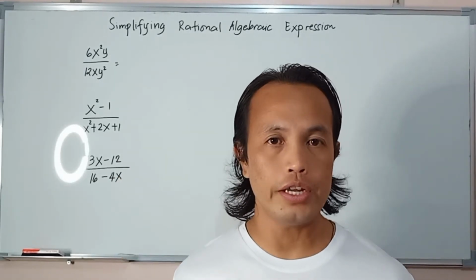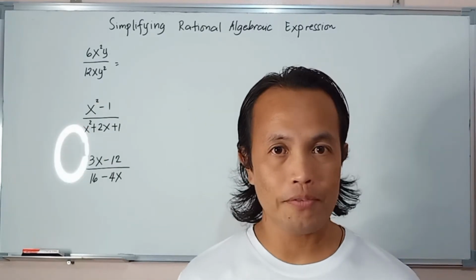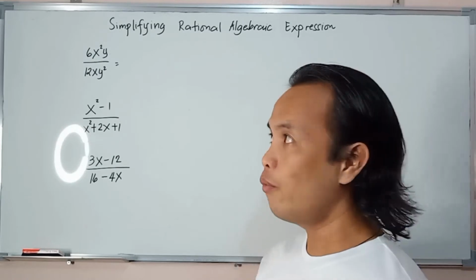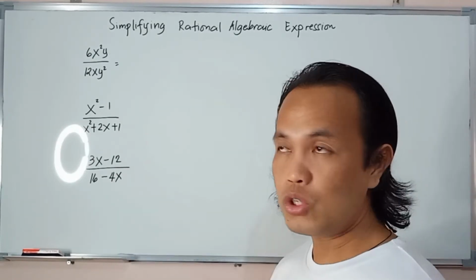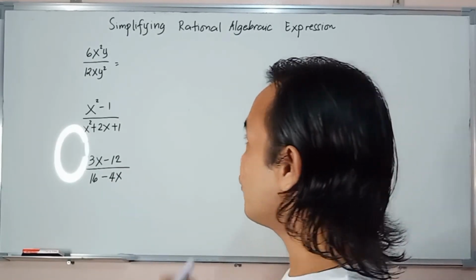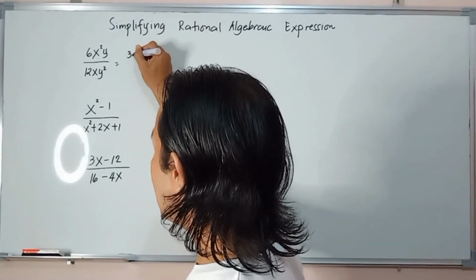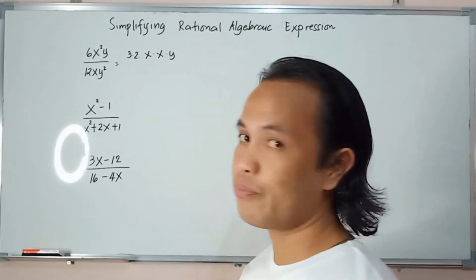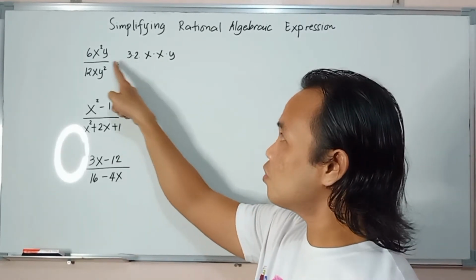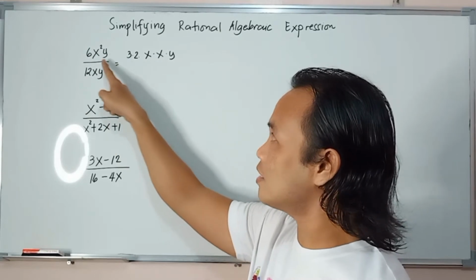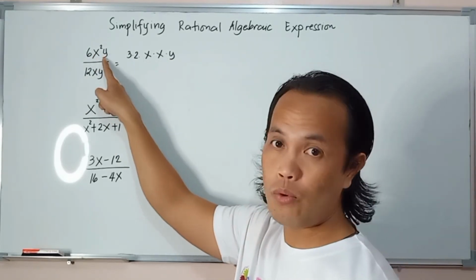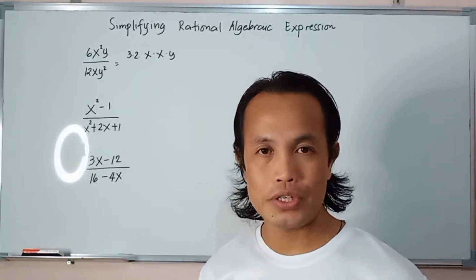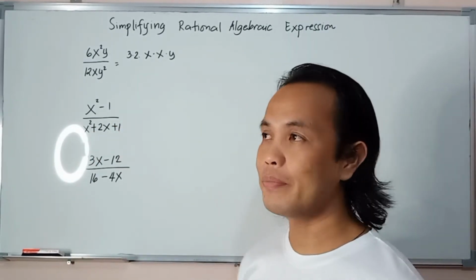So what we do here is just simply use prime factorization. When we use prime factorization in the numerator, we have 6x squared y. So we can factor out this monomial by writing 3 times 2 times x times x times y. So that means 3 times 2 is 6 and x times x is x squared and we have here the y. So we use 3 and 2 because these are prime numbers.